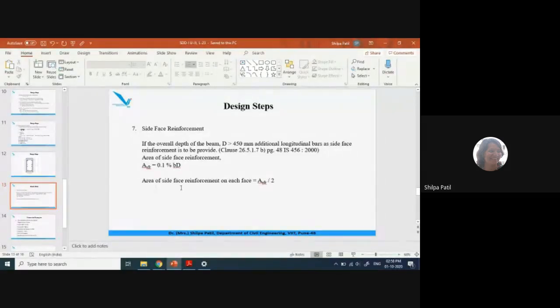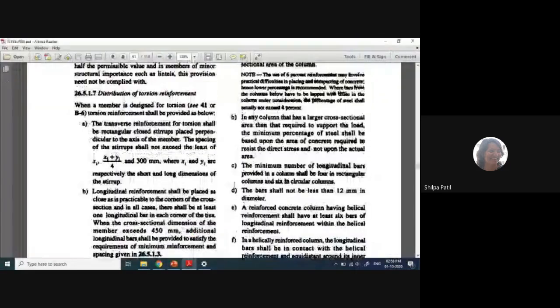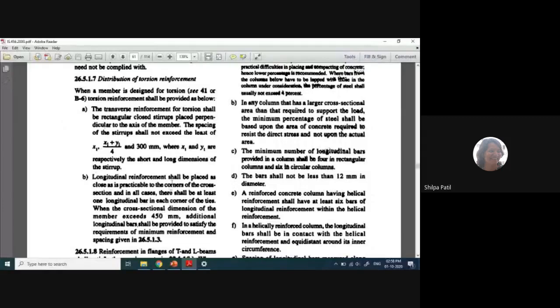Okay, so the area of the side face reinforcement on each face will be ASFR upon 2. This is the formula, and it is again given on page number 48 of the IS code. By formula I mean the expression or the explanation given.